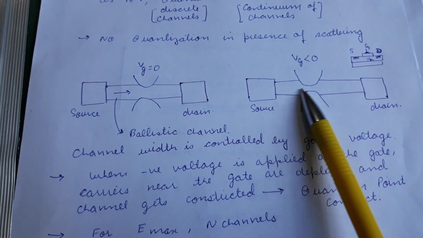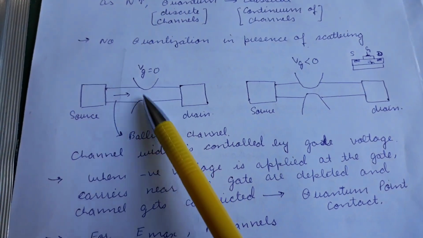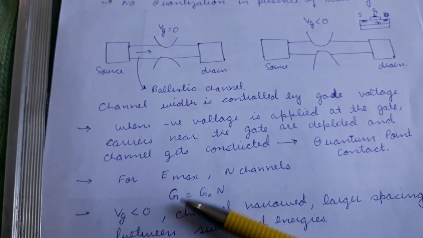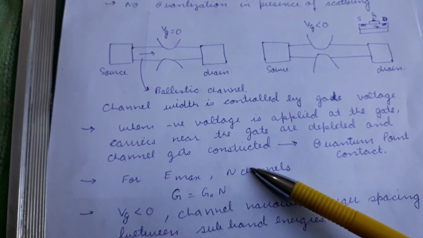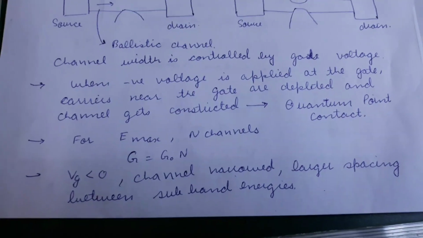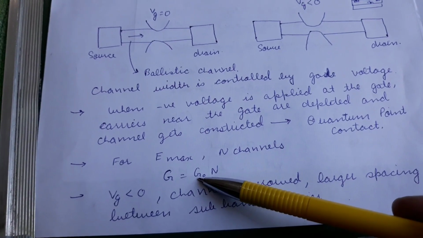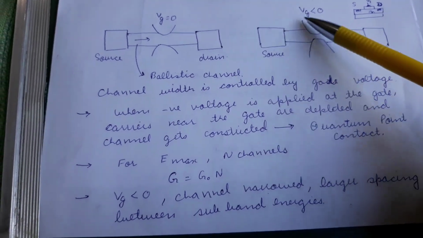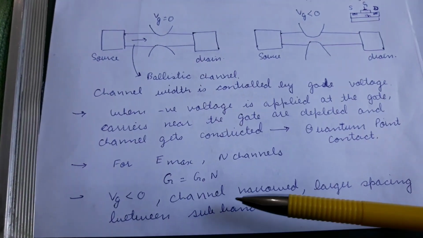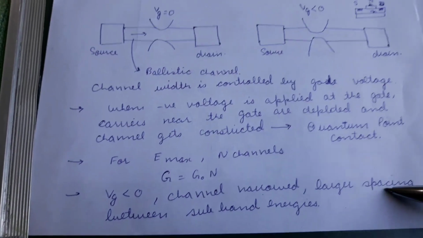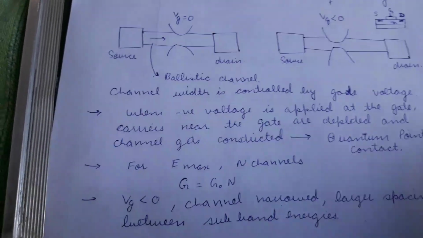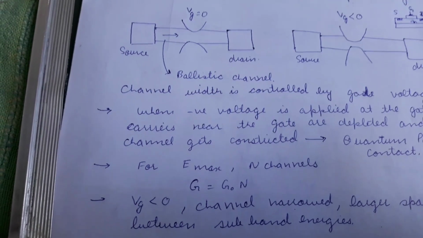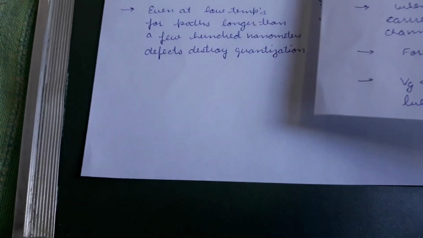When the potential gets negative, this channel gets narrower. The number of channels available will decrease as the potential becomes lesser and lesser. Initially, if E maximum is the maximum energy permitted, then there will be n channels, so the maximum conductance will be 2e square upon h times n. As the channel narrows, the spacing between energy levels becomes larger and larger. This is because of the quantization effect, which we have studied many times: if the space in which the charge carriers are confined is decreased, the difference between energy levels will increase.